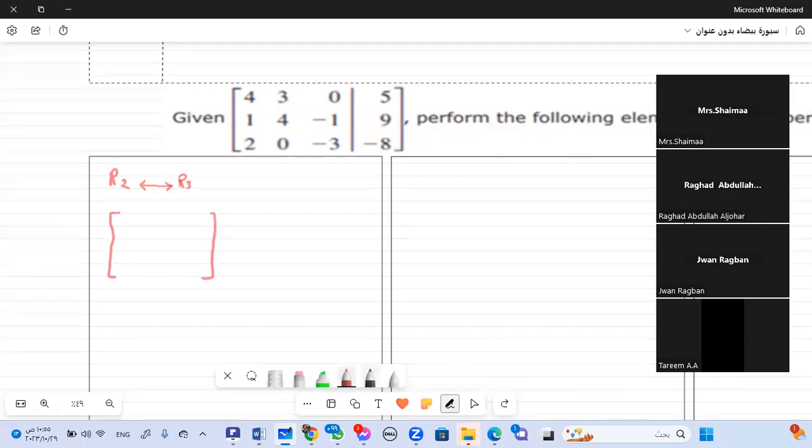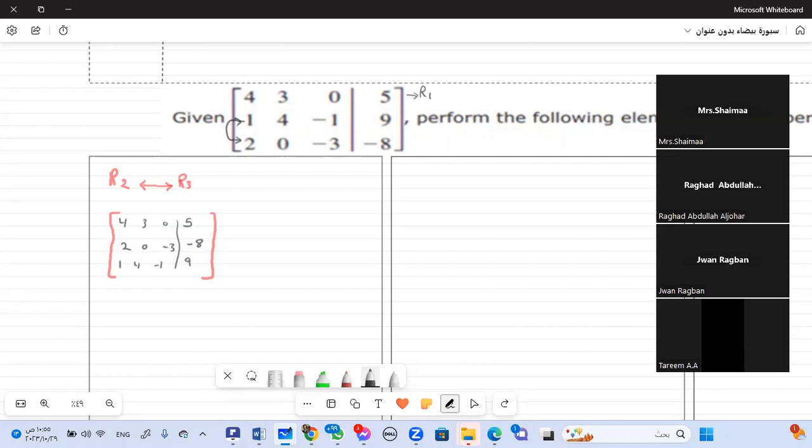So for the first step we keep R1 as it is: 4, 3, 0, and 5. And make a switch between R2 and R3, between the row that represents R2 and the row that represents R3. So it will be 2, 0, -3, and -8. Another one, 1, 4, -1, and 9.